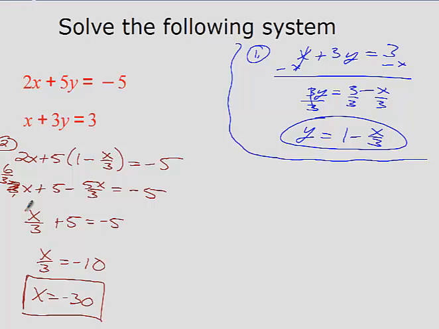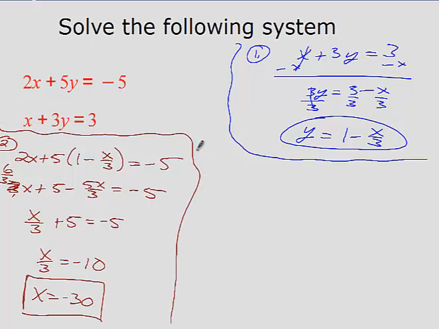So 6 over 3 minus 5x over 3 is going to be 1x over 3 positive. You get your plus 5 still. Subtract that from both sides to get x over 3 equals negative 10. Multiply by 3, and you'll get x equals negative 30. Everybody okay? So there's part 2 done.